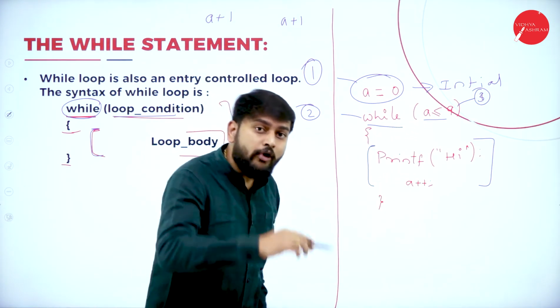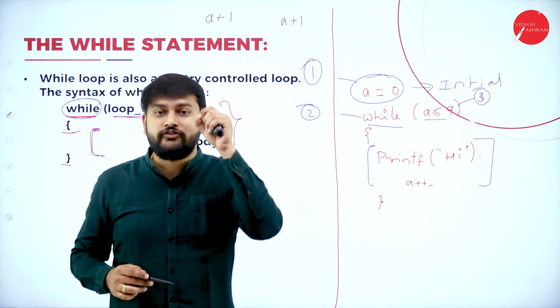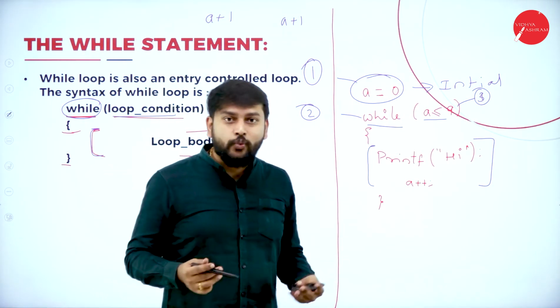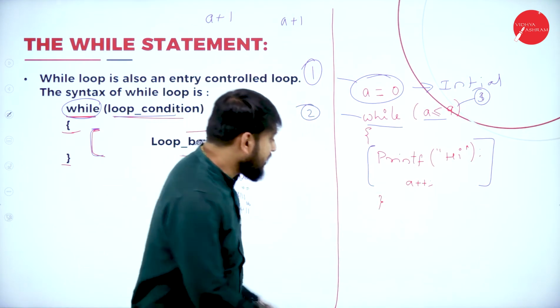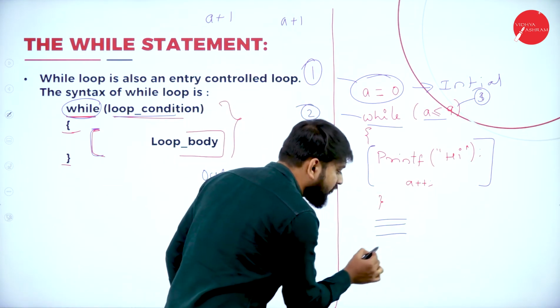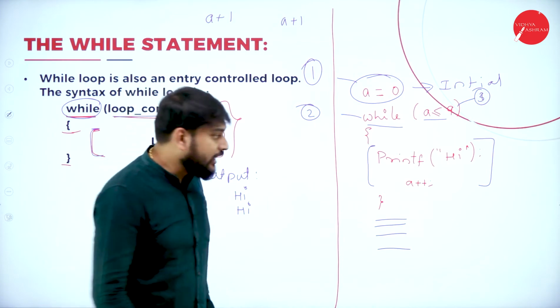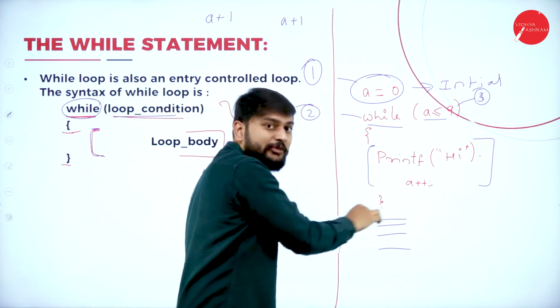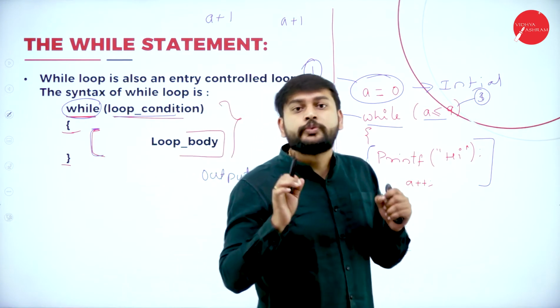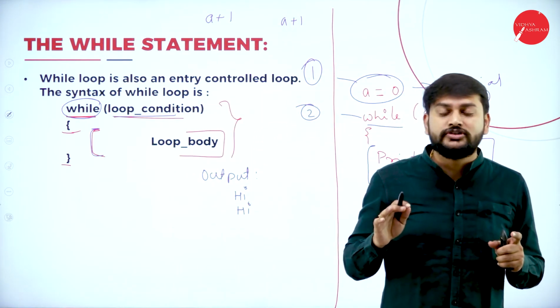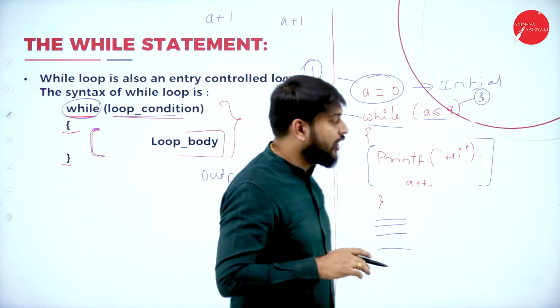So it will keep on executing until it fails. When it fails, when a becomes 10, it will come out of the loop. It will start executing the statements that I have here. Until then, it will keep on checking and keep on executing the same thing. So this is how the while loop works. Please, you need to understand.